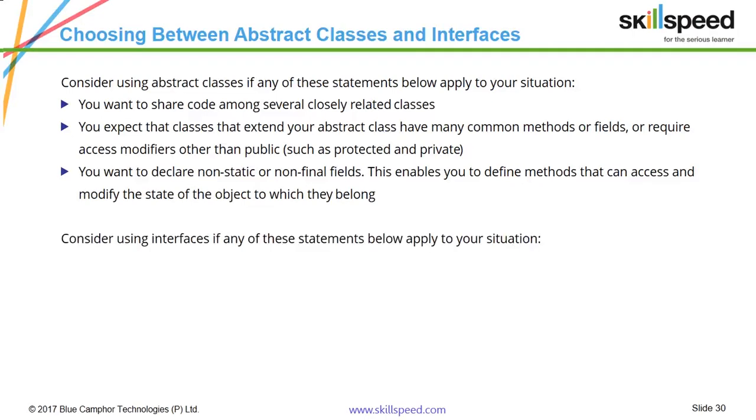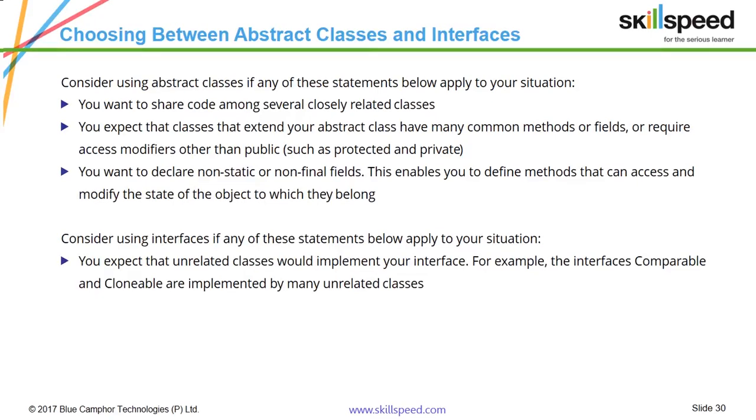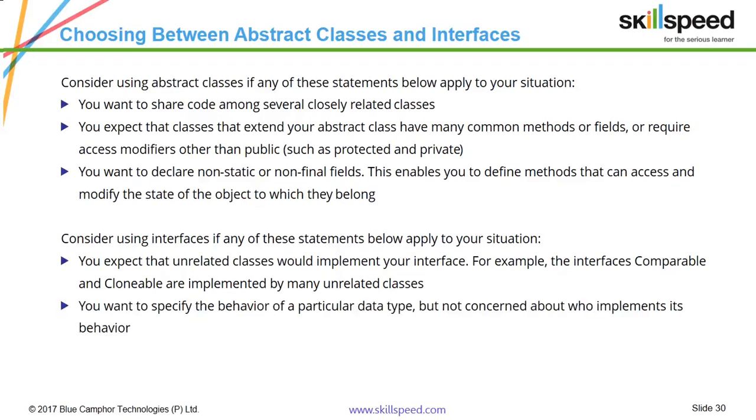You can consider using interfaces if any of the below statements apply to your situation. You expect that unrelated classes would implement your interface. For example, the interfaces Comparable and Cloneable are implemented by many unrelated classes. You want to specify the behavior of a particular data type, but are not concerned about who implements its behavior. You want to take advantage of multiple inheritance of type.